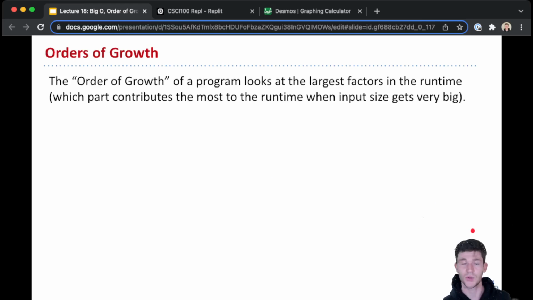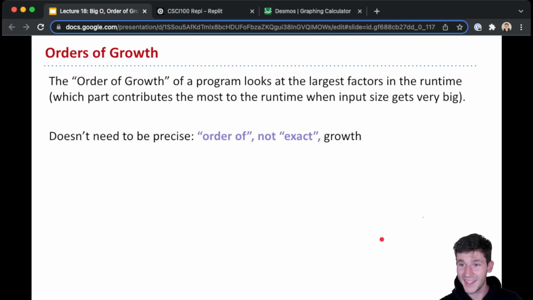So to summarize this order of growth bit, the order of growth of our program is looking at the largest factor in the runtime, which we've been looking at as the number of operations it takes for a program to run. And so that means that term in the function for the number of operations just dominates when n gets really large, when the input is really large.